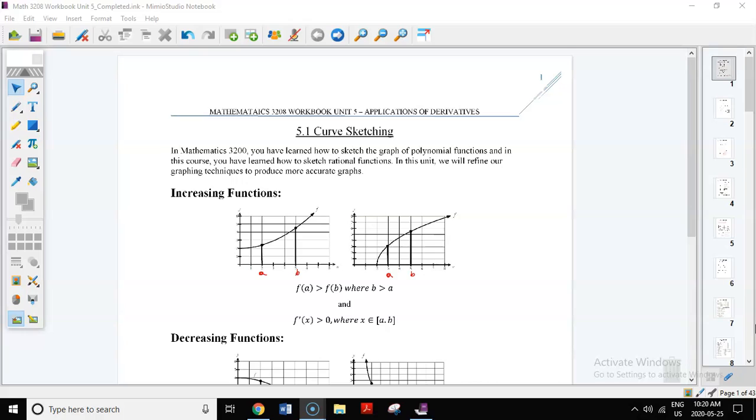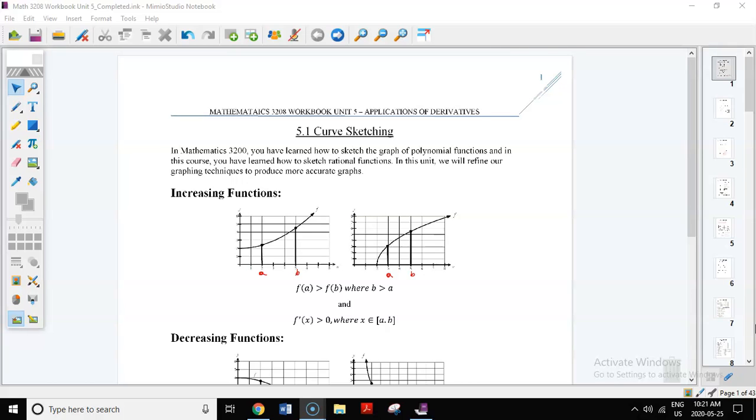So I want to start the next unit. We have three very important sections in this unit. It kind of puts everything we know together and gives us a couple more ways to apply derivatives. So we'll actually look at some real-world situations in this chapter.